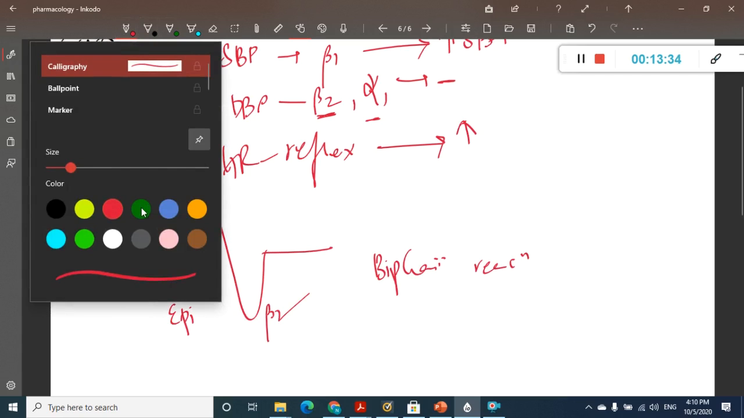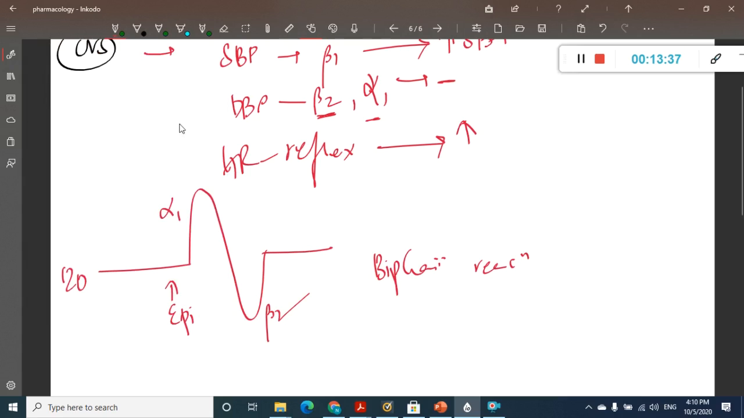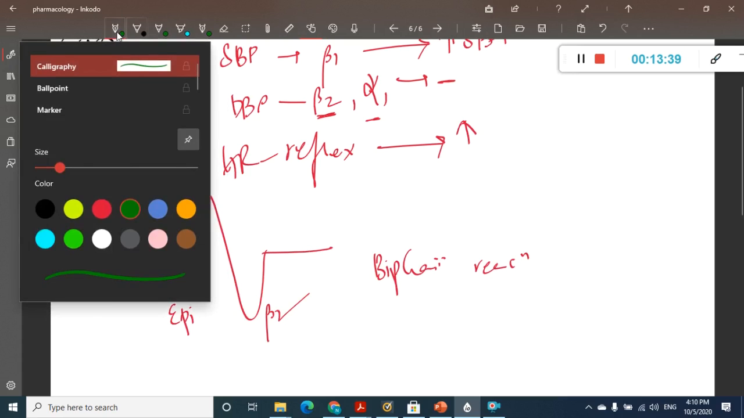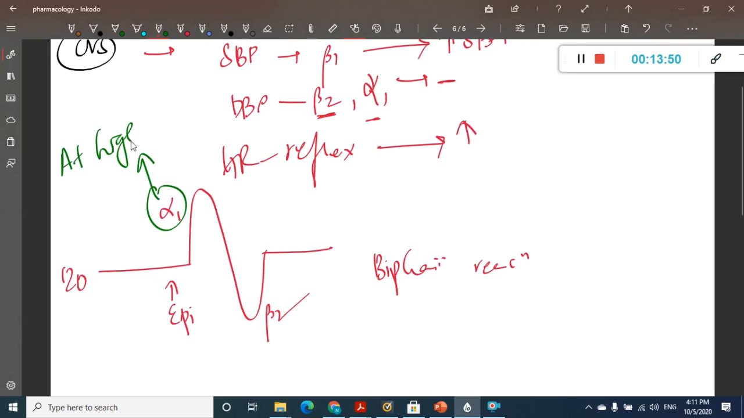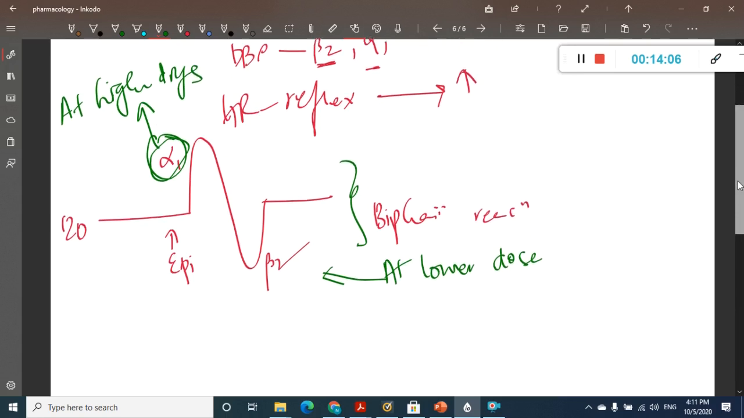Why is it first alpha 1 action? This alpha 1 action is mainly because of the higher doses. At higher drug doses, the alpha 1 action is activated first, and as a result there is increased BP. As the dose decreases, that is at lower doses, there will be beta 2 action, which is seen. So this is called a biphasic reaction.